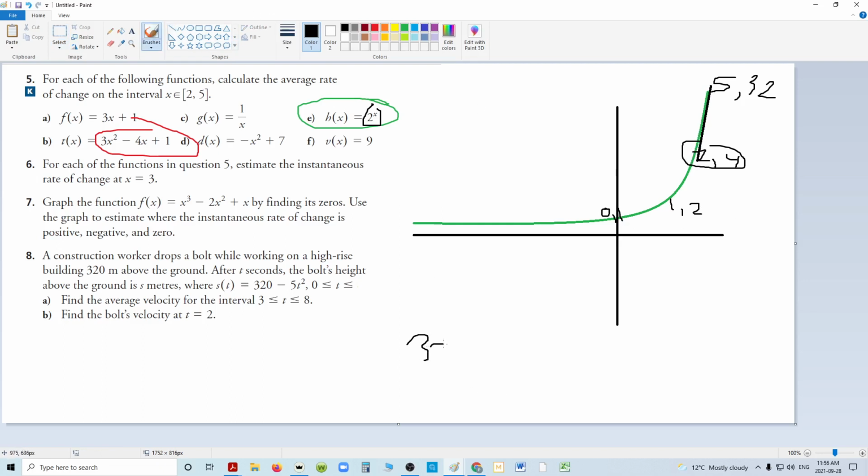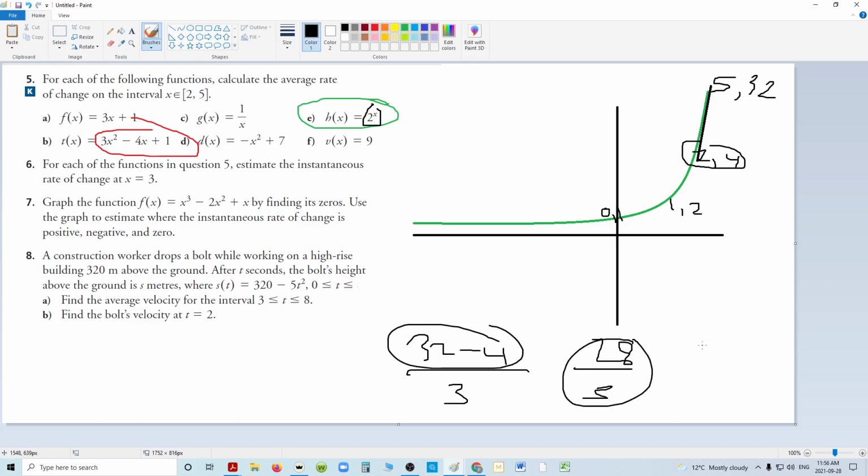32 minus 4 is the delta y, and delta x is always 3. 32 minus 4 is 28, divided by 3. And that means we're going to get roughly 9, just before 9. 9.333333. So that's the slope, and it's positive. It makes sense why it's positive.